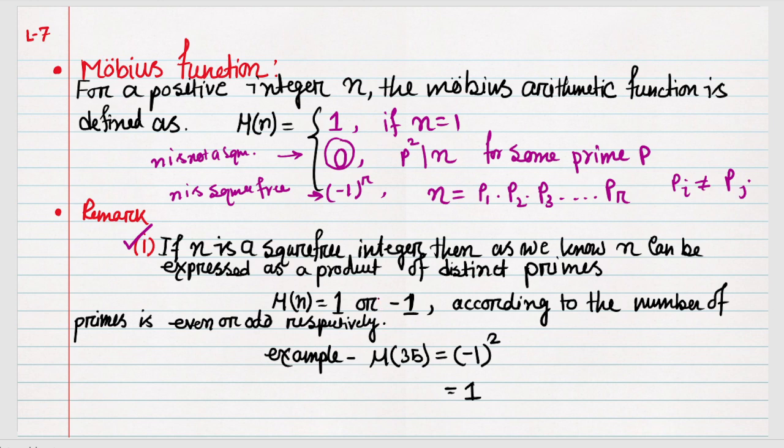For example, take mu of 35. If we break it into its prime factorization, 35 is 5 times 7. Therefore we can say that 35 is a square free integer. That means we have two distinct primes, so the value of r is 2. Here 5 and 7 are two distinct primes. That means the value of mu of 35 will be minus 1 raised to the power r, where r equals 2. That means minus 1 raised to the power 2, so the value will be 1.